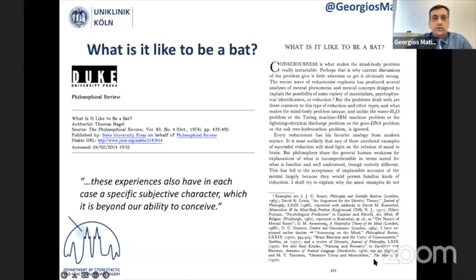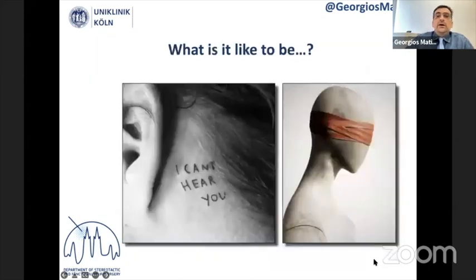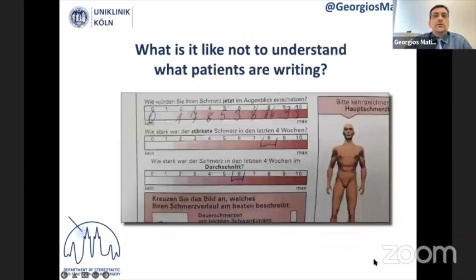It was about consciousness, and the author, Thomas Nagel, wrote, "These experiences, for example pain, hunger, also have in each case a specific subjective character, which it is beyond our ability to conceive." So pain is also very subjective. And it's the same thing with people who cannot hear us or see us. We don't really know what it's like to be these people.